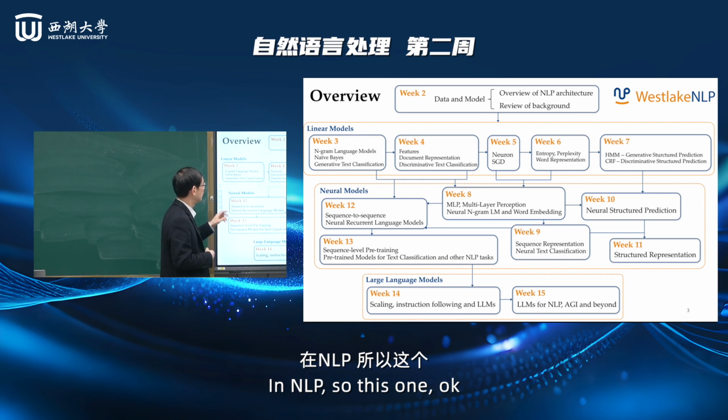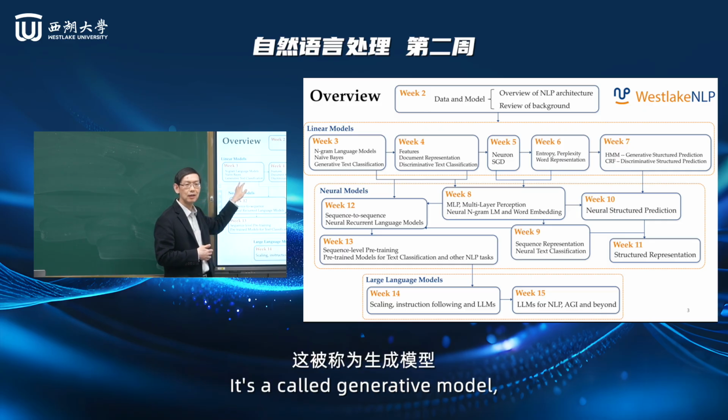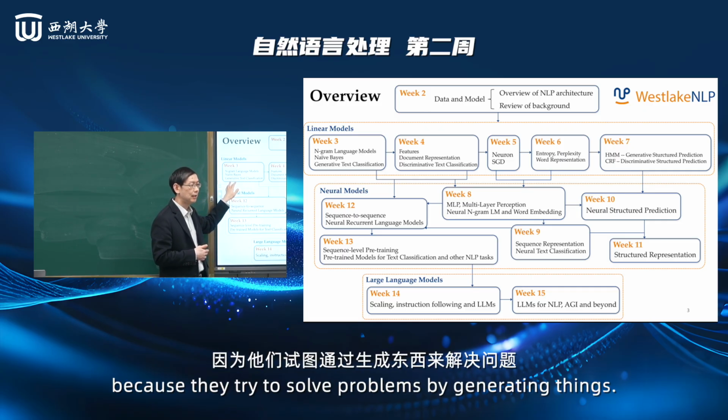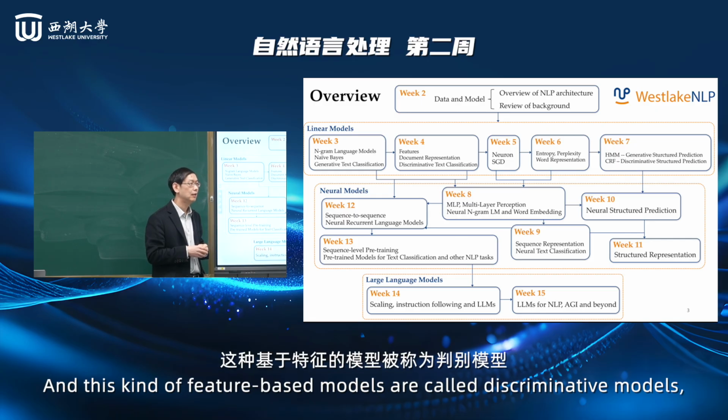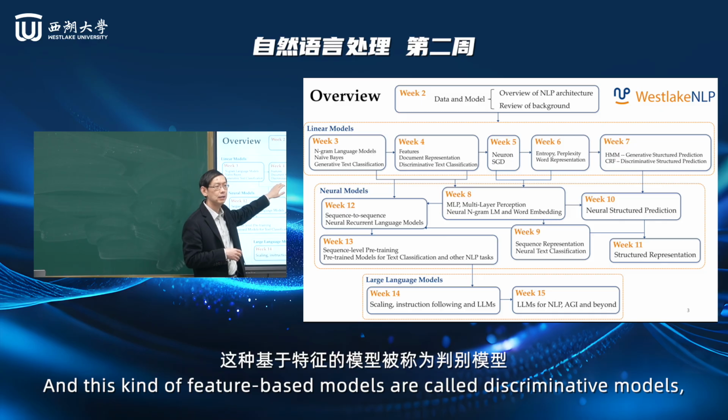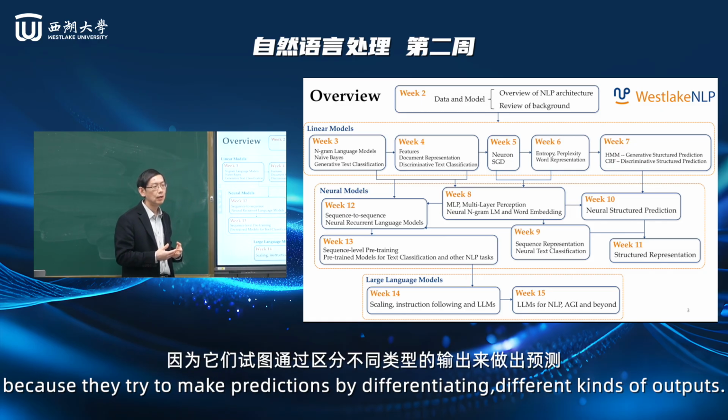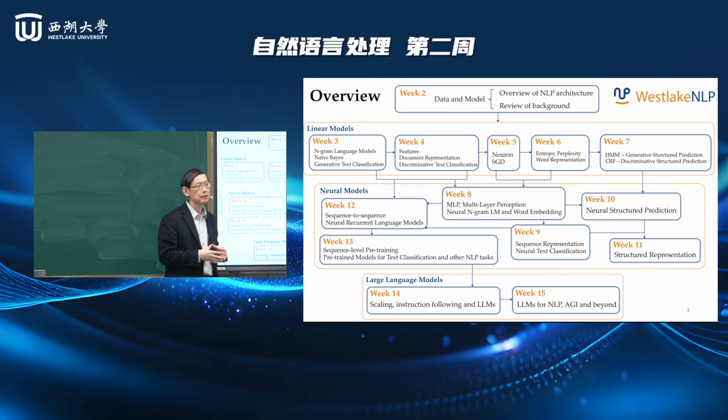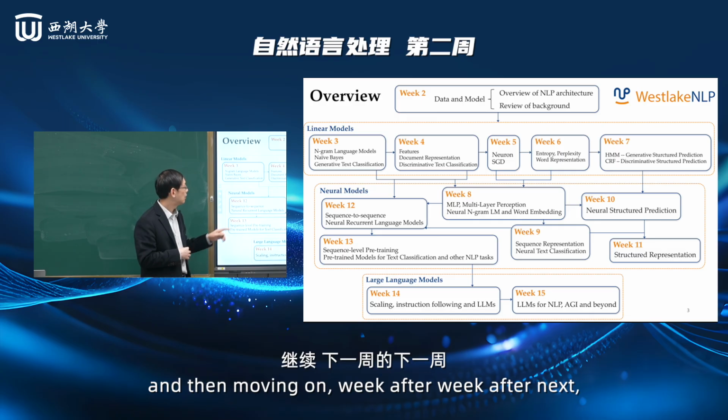So this one is called the generative model because they try to solve problems by generating things. And this kind of feature-based model is called a discriminative model because they try to make predictions by differentiating different kinds of outputs.